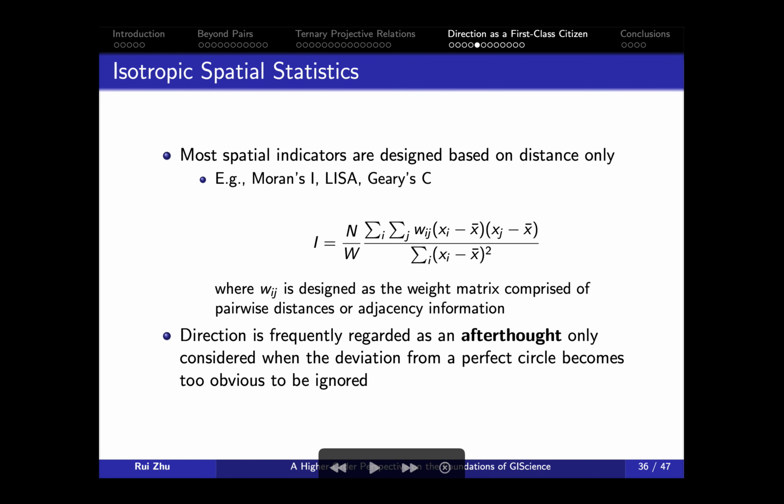Similarly, for our most used spatial autocorrelation measures, such as Moran's I, Geary's C, and LISA, the weight w_ij only captures pairwise distance and adjacency information. Direction is often regarded as an afterthought, only considered when the deviation from a perfect circle becomes too obvious to be ignored.